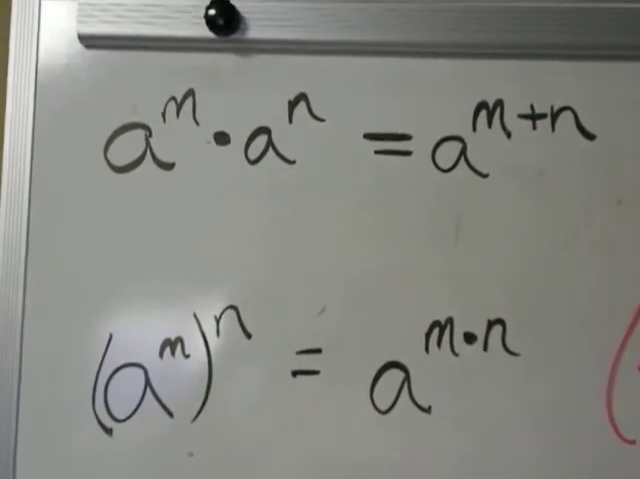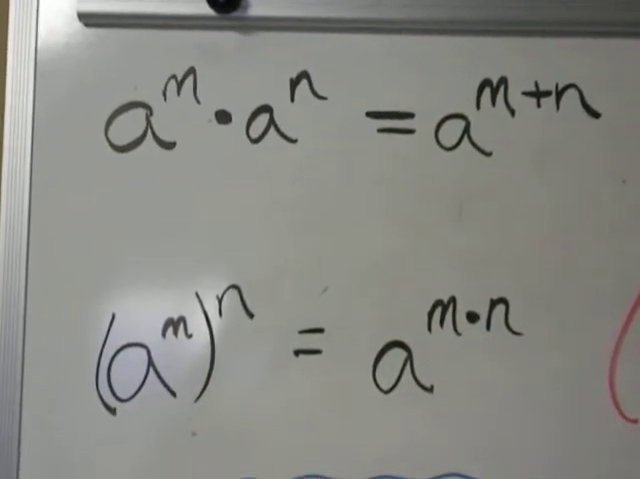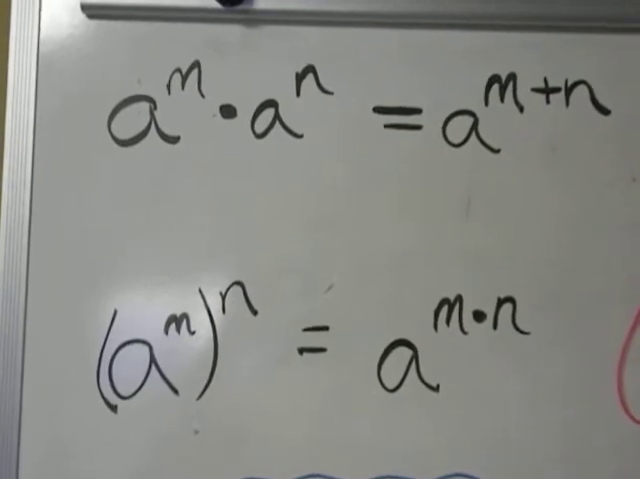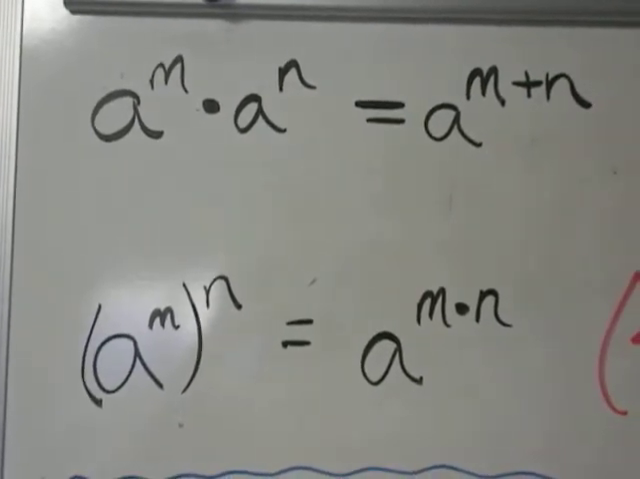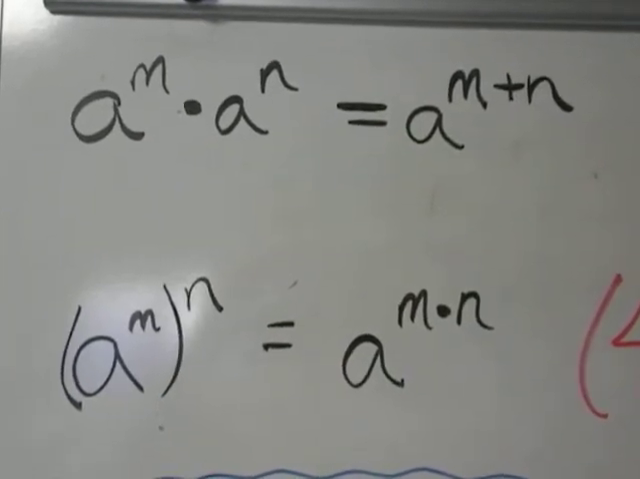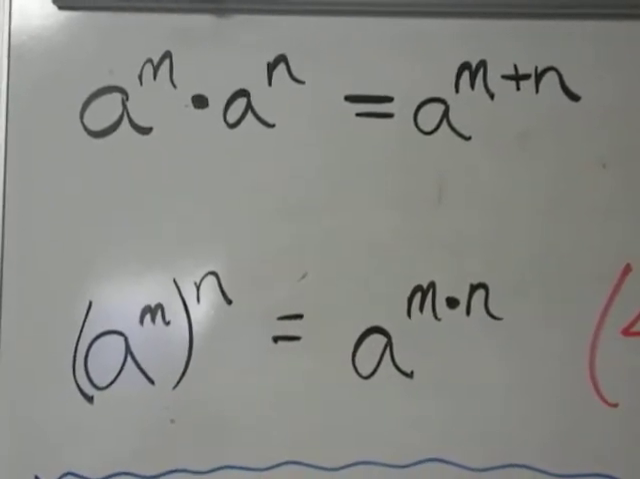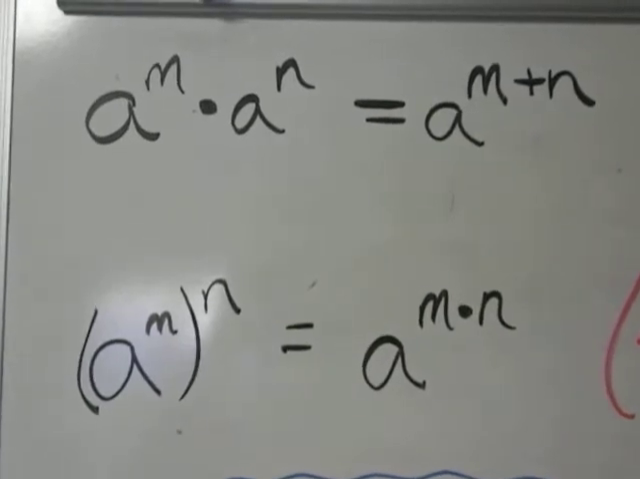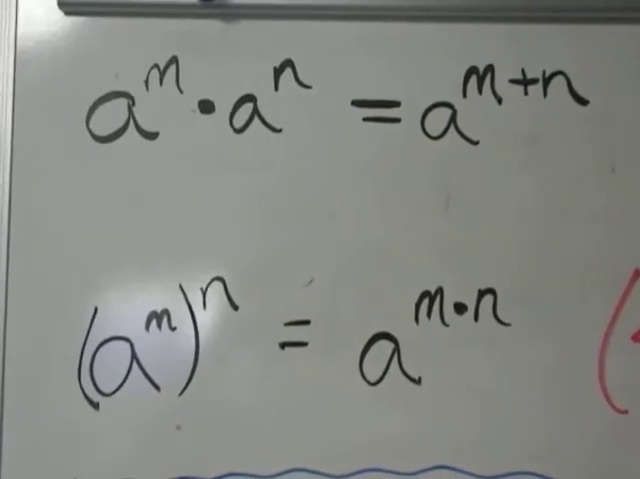Let's begin with some very basic exponent rules. If I have a to the m multiplied by a to the n, that's the same as doing a to the m plus n. You can only do that when you have what are called common bases.